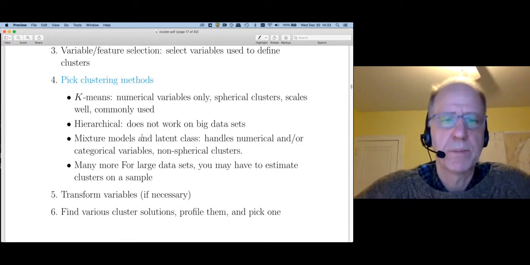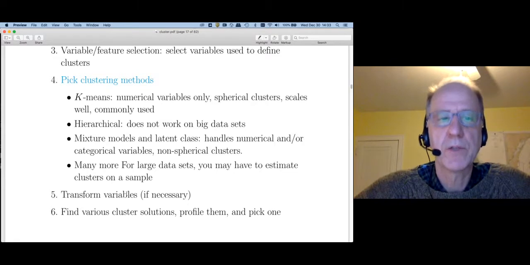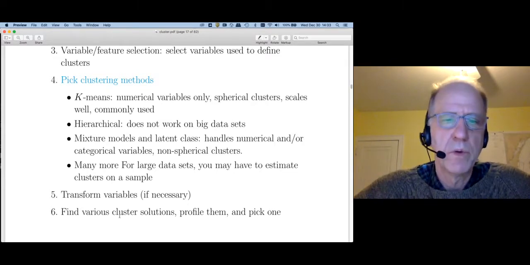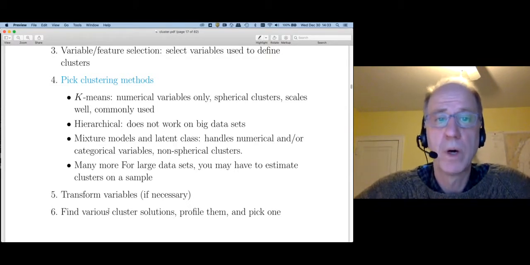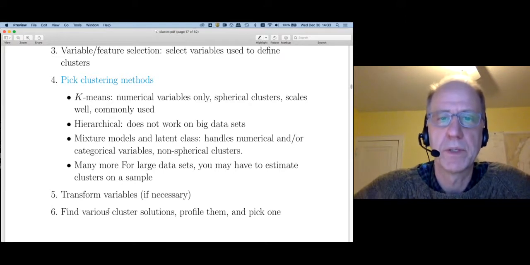Having picked a clustering method, the next step is to transform your data. Then we'll find various cluster solutions, profile them, and pick one cluster solution that we think does the best job to solve the business problem.